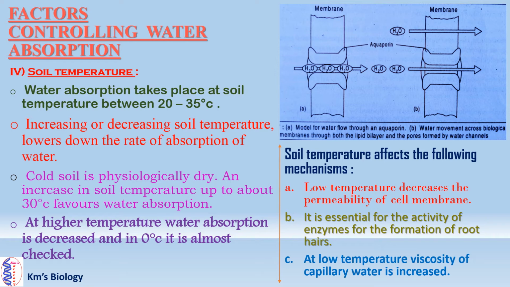Soil temperature affects the following mechanisms. Firstly, low temperature decreases the permeability of the cell membrane. Secondly, temperature is essential for the activity of enzymes for the formation of root hairs. And thirdly, at low temperature, the viscosity of capillary water is increased.